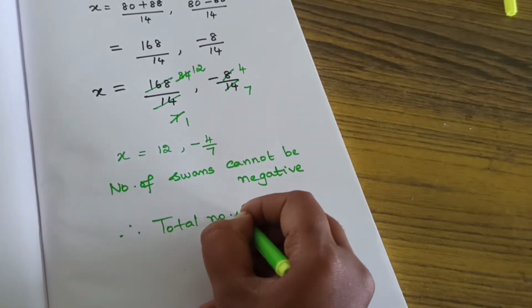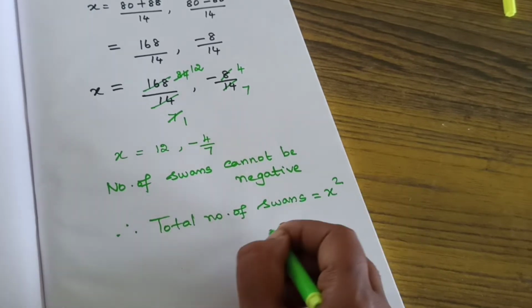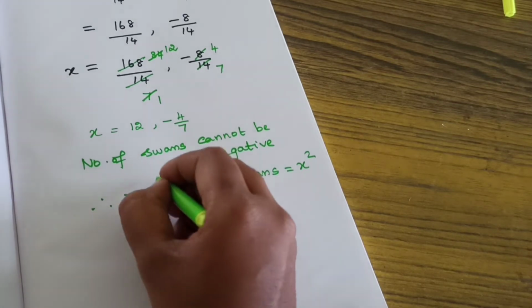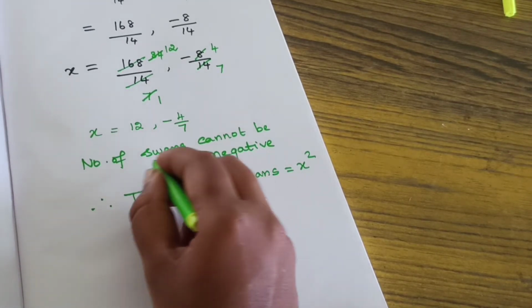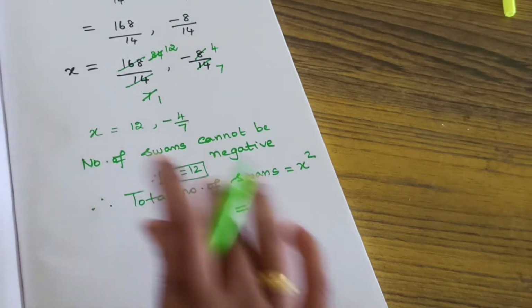Total number of swans equal to x square, which is equal to the x value we got. Therefore, x equal to 12. The number of swans cannot be negative, so x equal to 12 because the minus value is not possible.